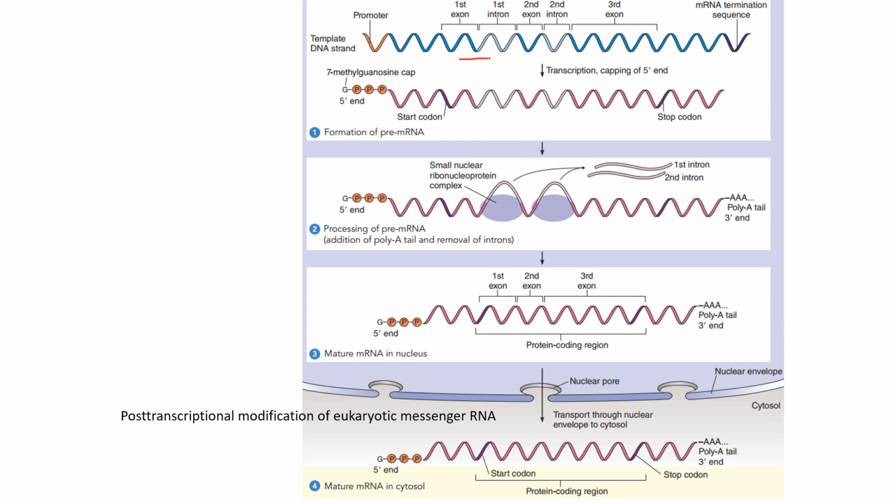From the DNA, you get this mRNA. Since the DNA has exon and intron, the same applies to your mRNA or RNA. It has exon and intron. And then finally you get a mature RNA, which will exit the nucleus towards the cytoplasm for translation.